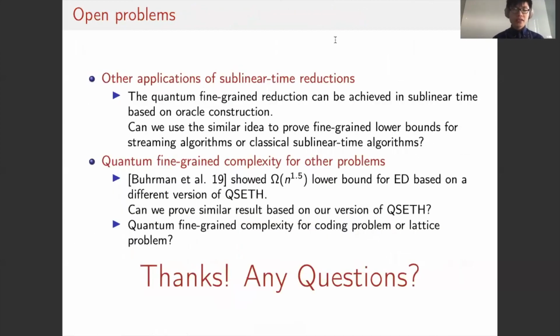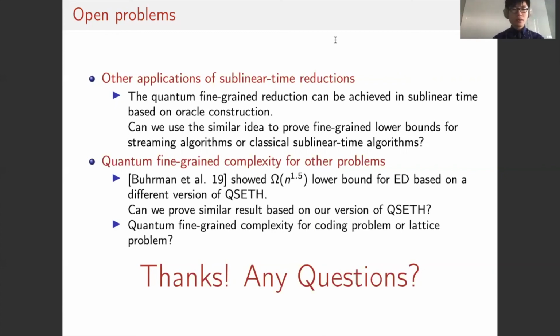Next, a summary. In this talk, we introduced quantum fine-grained complexity, quantum fine-grained reductions, and QSETH, and we also proved the quantum lower bound for the orthogonal vector problem and the closest pair problem. We also showed some quantum upper bounds for these problems that nearly match our quantum lower bounds.